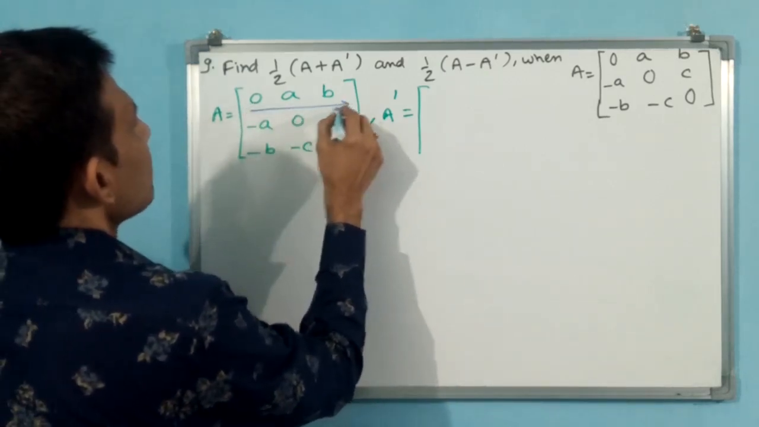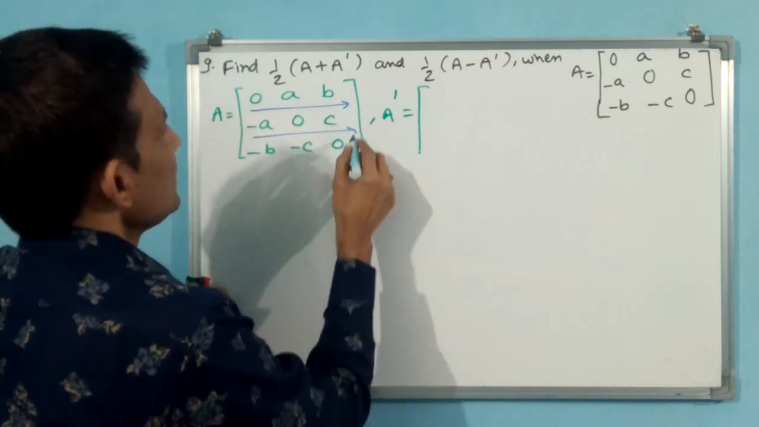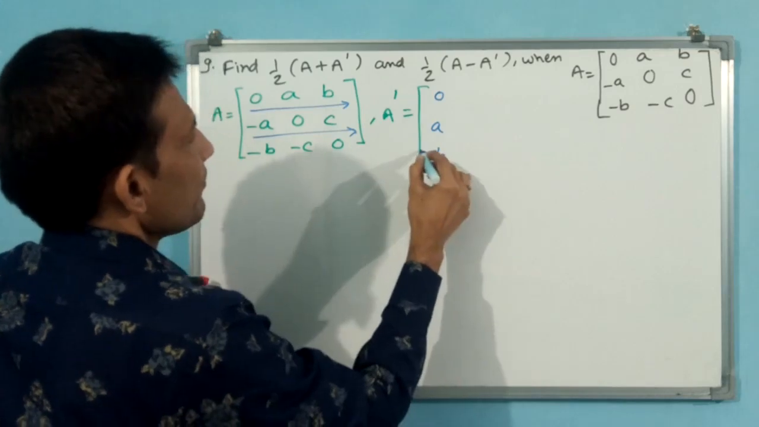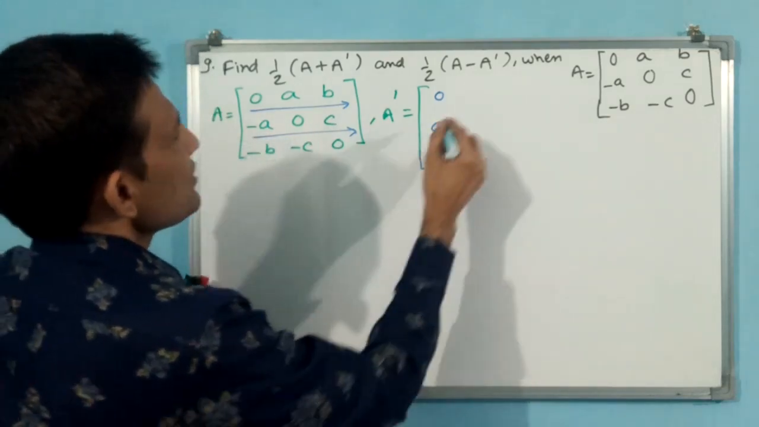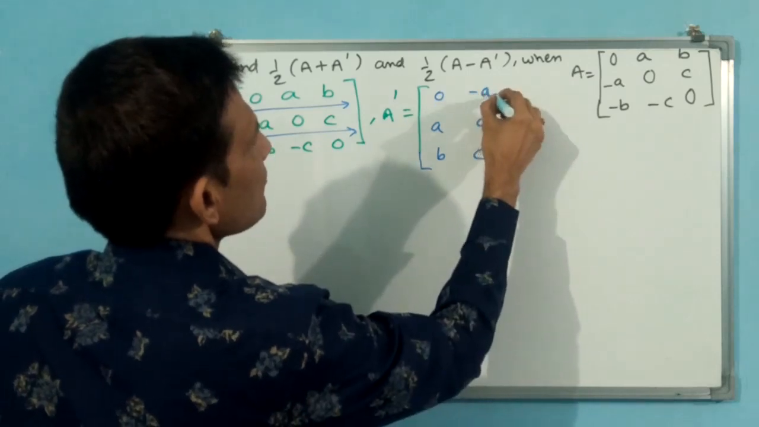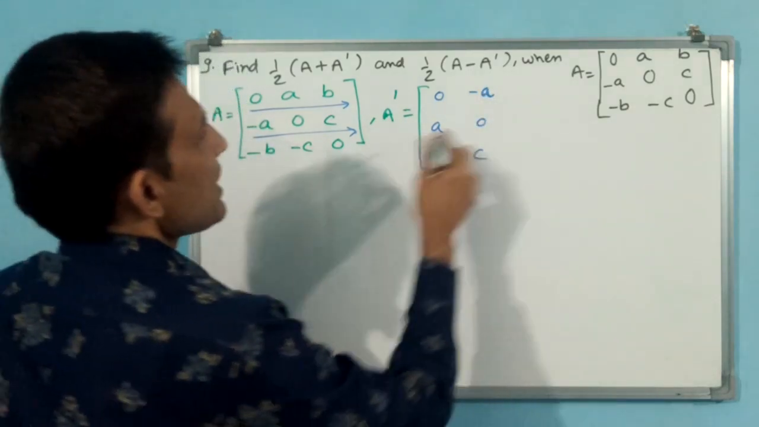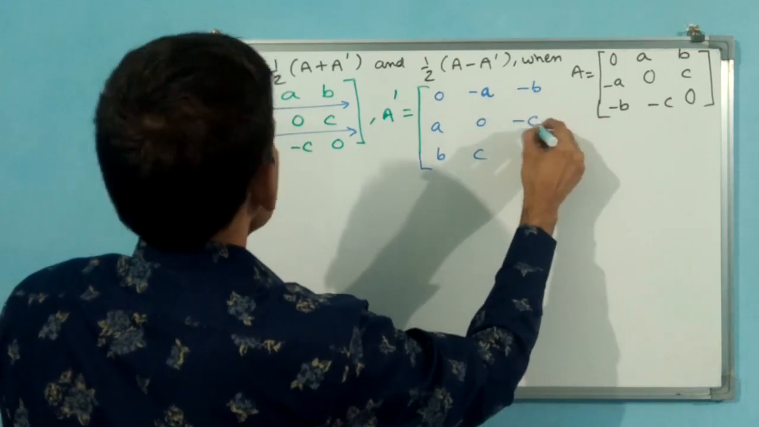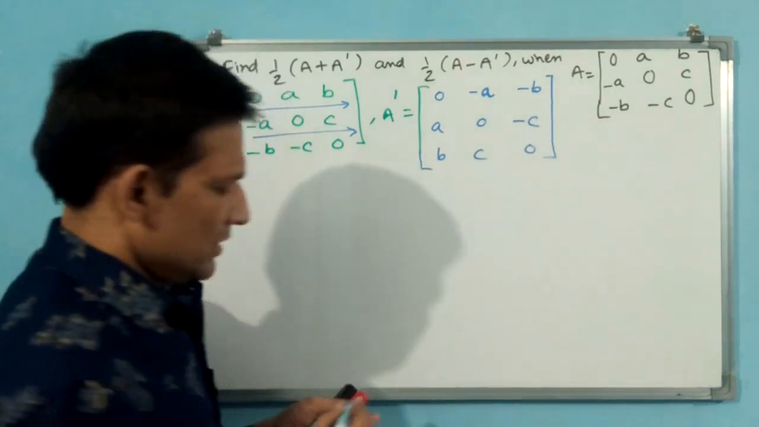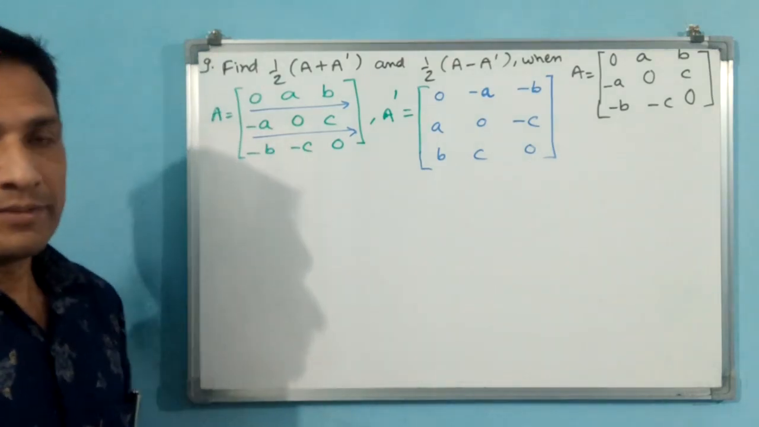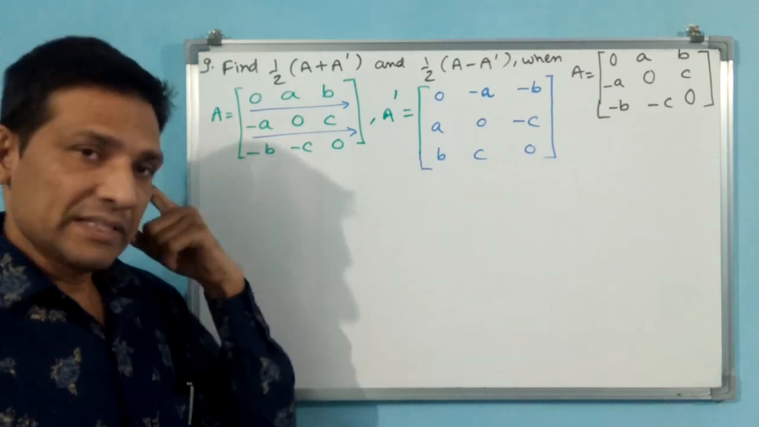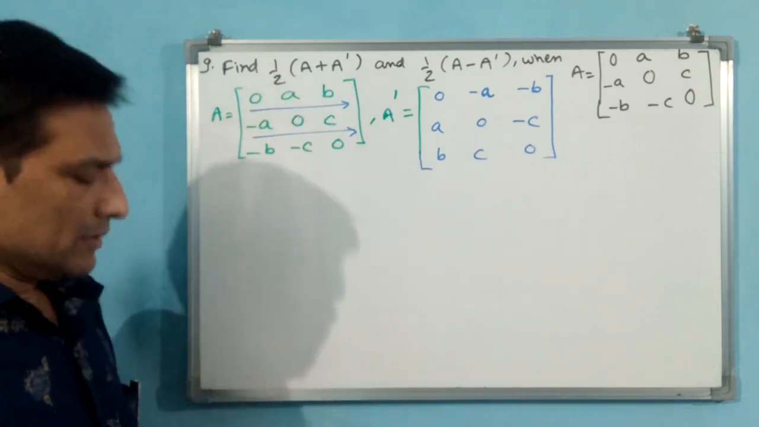transpose rows into columns. Okay, I am marking rows. You see, 0 a b, 0 a b, minus a 0 c, minus a 0 c, minus b minus c 0, minus b minus c 0. Okay, see, these two are the original matrix and the transposed matrix. Now let us do the 1 by 2.